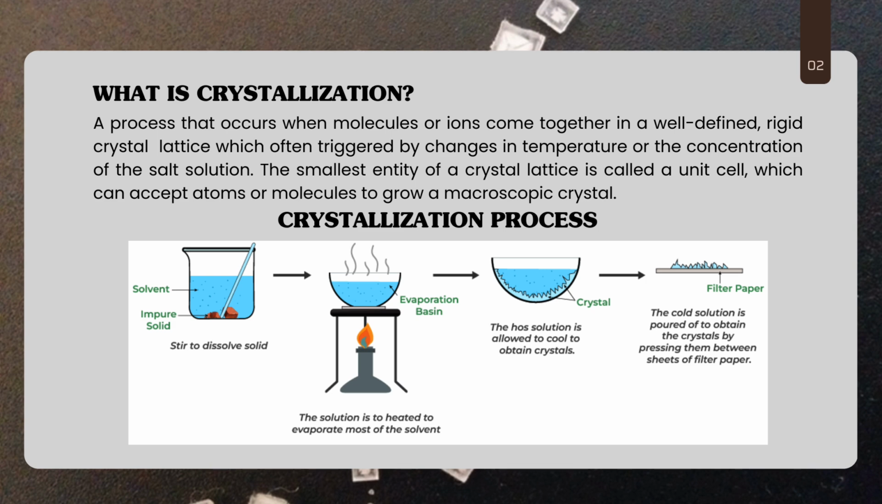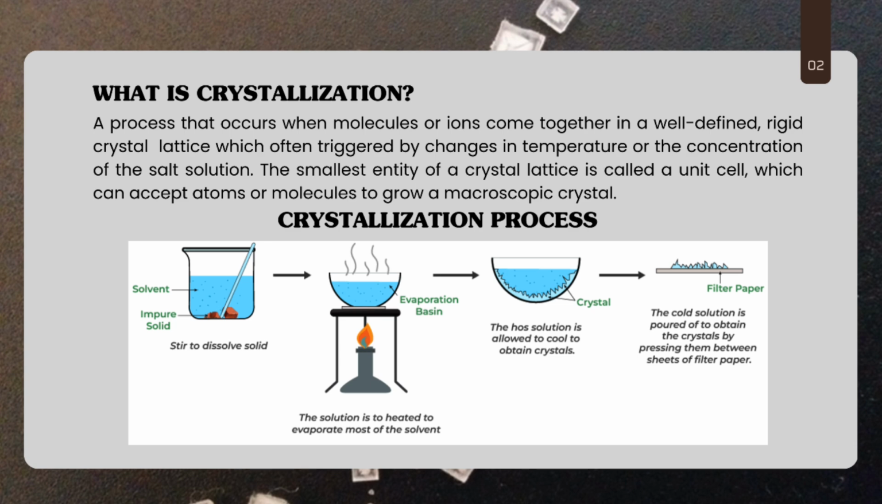The first step involves stirring the impure solid in a suitable solvent. A solvent is chosen based on its ability to dissolve the substance when heated. As you can see in the first diagram, stirring the water is to dissolve the solid completely to form a solution.